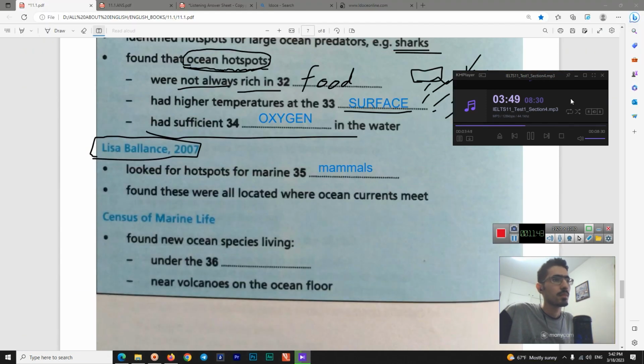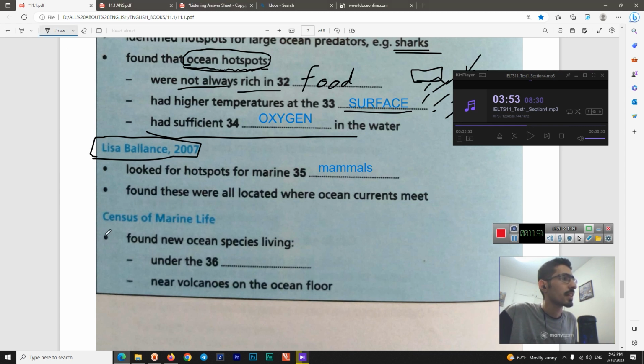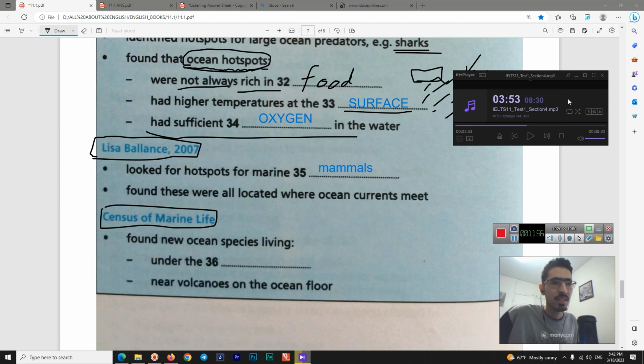And she found 3 places in the oceans which were hotspots, and what these had in common. I mean, this part is not really important. You can just wait for the next headline, which is Census of Marine Life. You don't have to really listen. You can read the other blanks, actually.